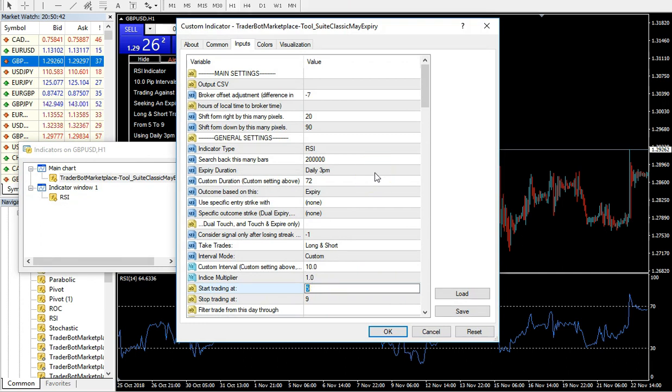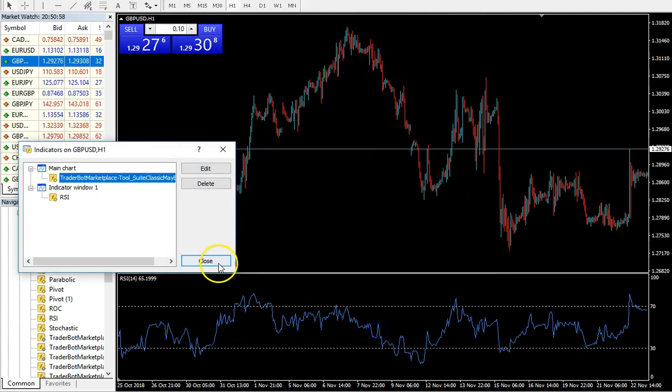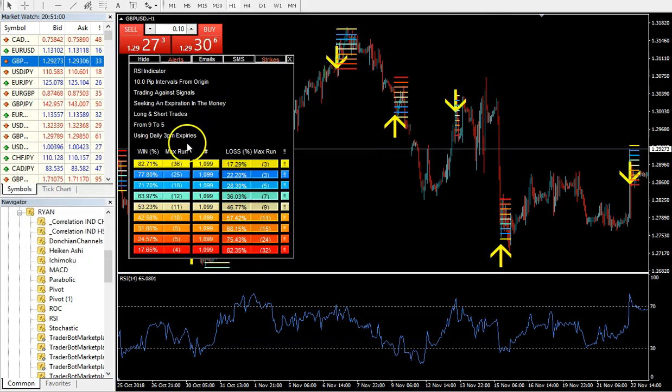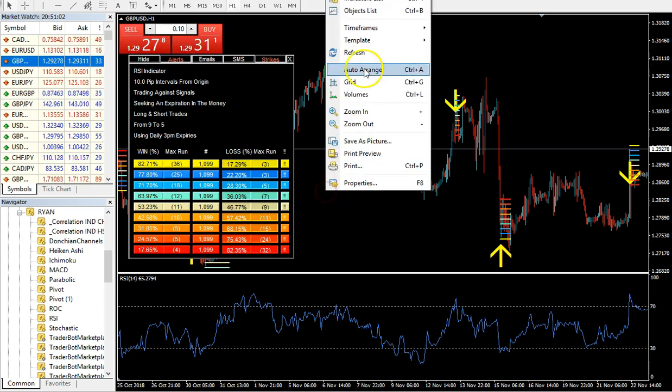So we know right off the bat that the RSI is crappy during those time periods. So let's try outside of those time periods. We're going to eliminate the period between 5 and 9, and now we're going to only trade from 9 around the clock until 5. Okay, probabilities went up just a little bit, but not too much.